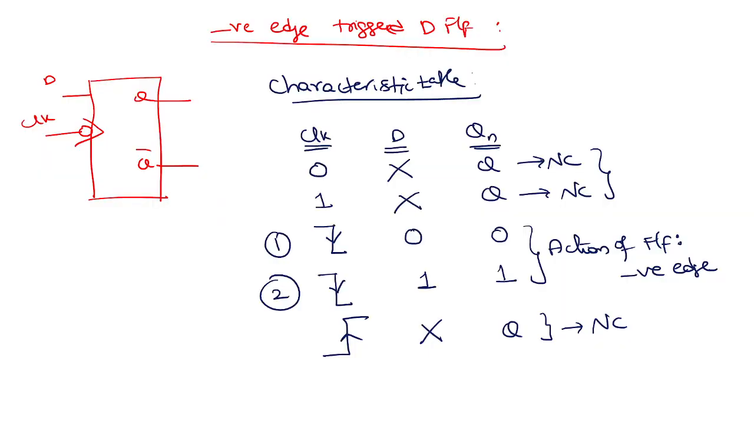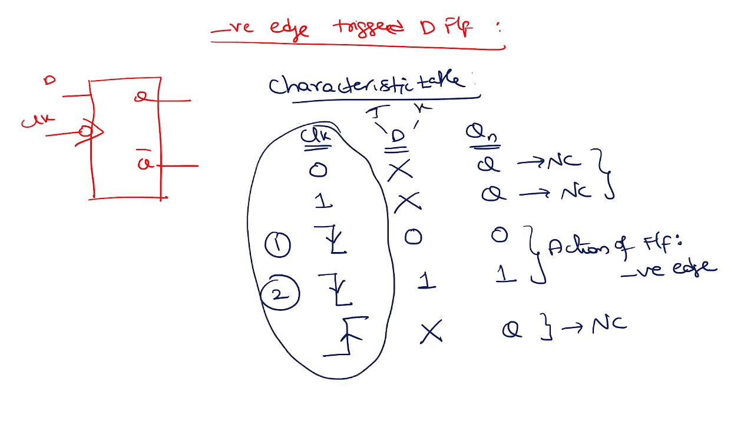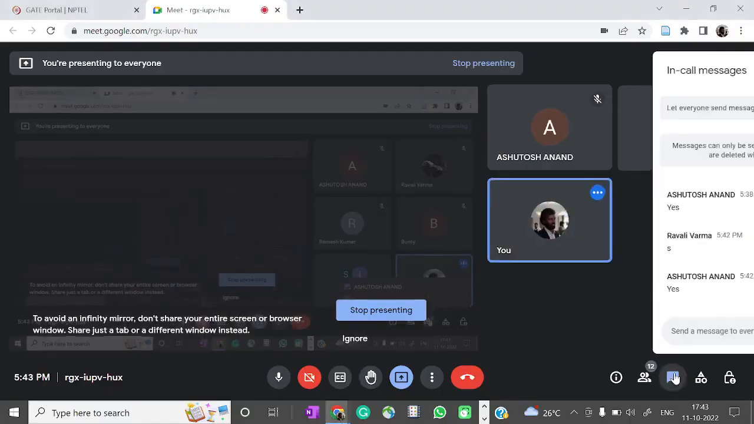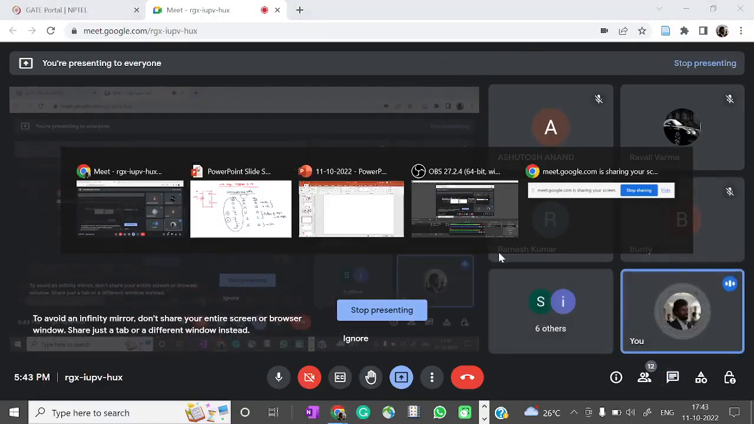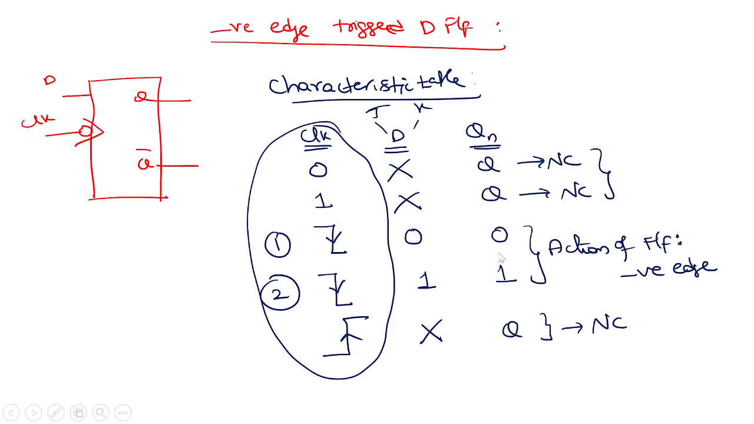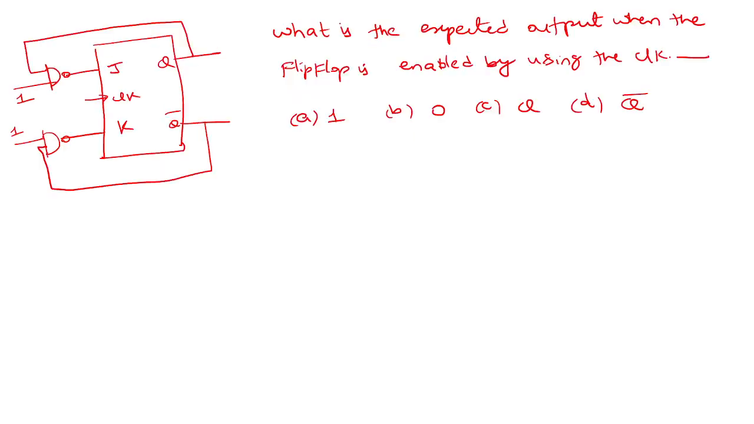Similarly, if they say negative edge triggered JK flip-flop, it is the same thing. Instead of this D, you will have two inputs, J and K, that's all. But the rest is going to be the same. So that's the difference between level sensitive flip-flops and edge sensitive flip-flops. Right, so let's start the problems.